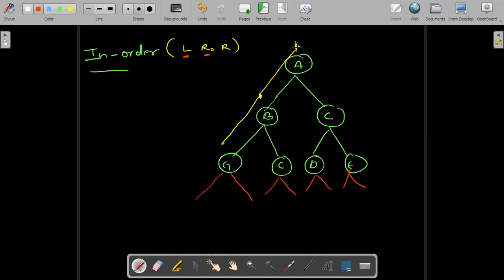Okay. That is the reason why I came here. Yes or not? I came here. It says that very clearly. First, you visit the left node. Okay, I will go to the left. B, B also has children. It says that very clearly. Go to the left. Okay.